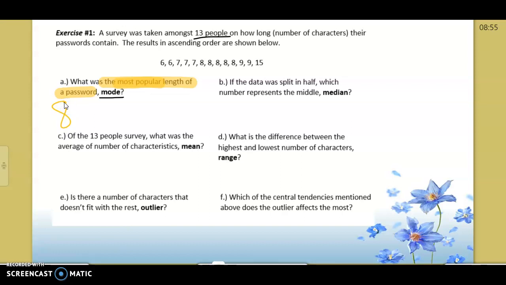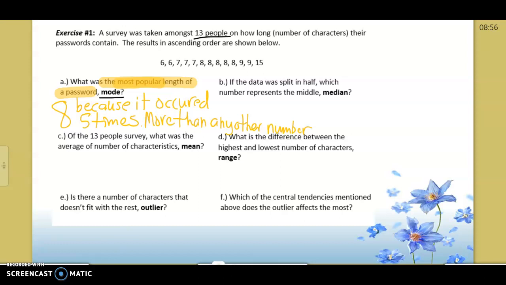And the reason is because it occurred 5 times, which is more than any other number. And that is not enough room for me, but hopefully enough room for you on that paper, okay?